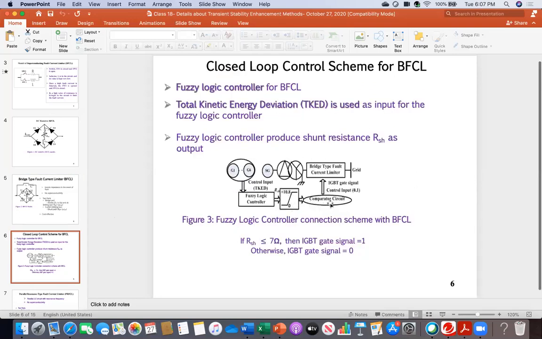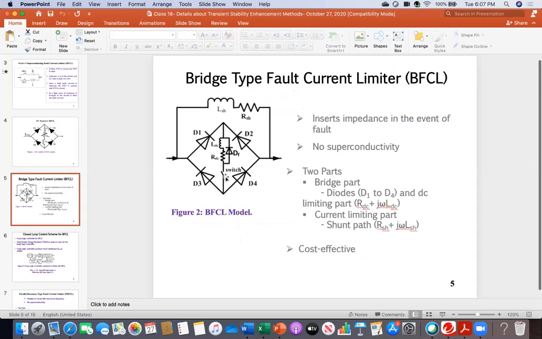And then there is a comparator circuit here. Comparator means it is comparing with that 7 ohm value of resistance. This is one specific example. As I said, the control structure can be of different types. So it says that if RSH value is less than or equal to 7 ohm, then the IGBT gate signal is 1. Otherwise, the IGBT gate signal is 0. This is the logic or algorithm. Then the IGBT gate signal goes and accordingly it gets on and off.